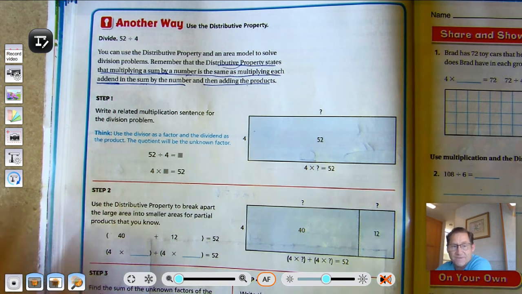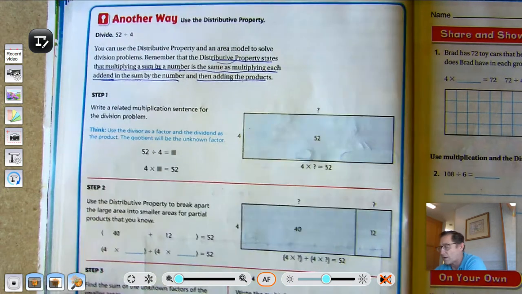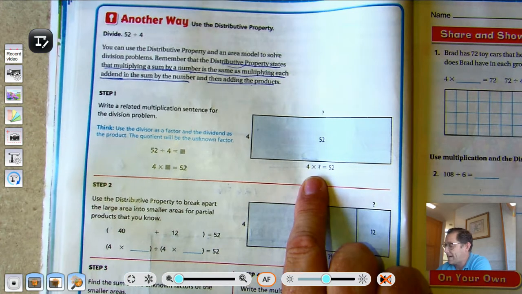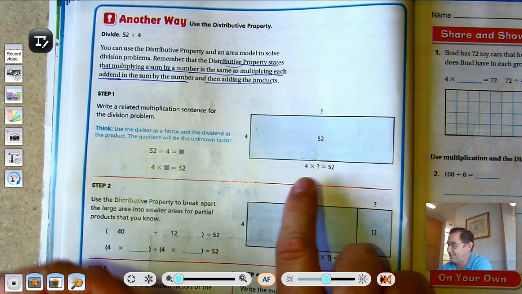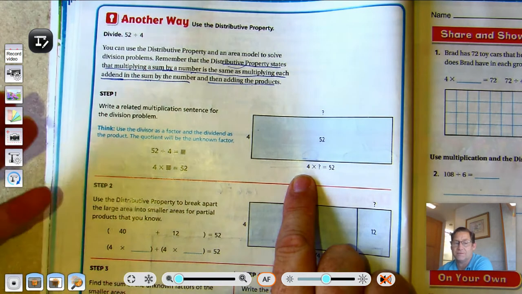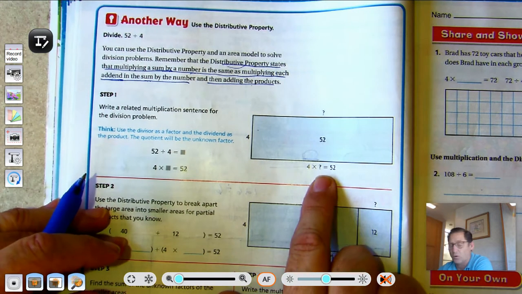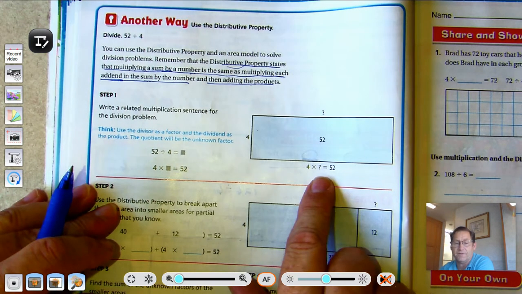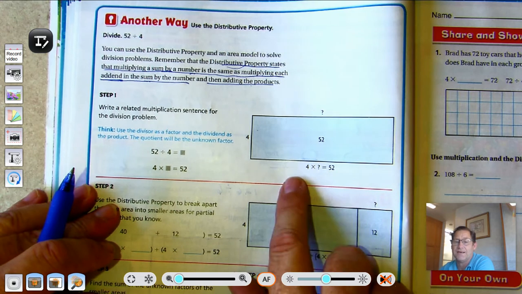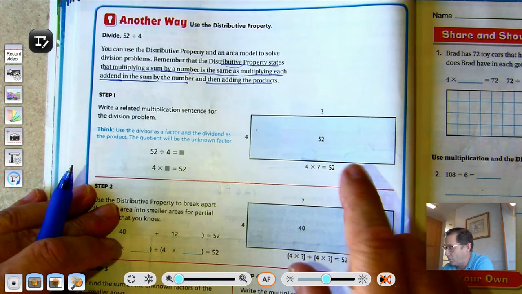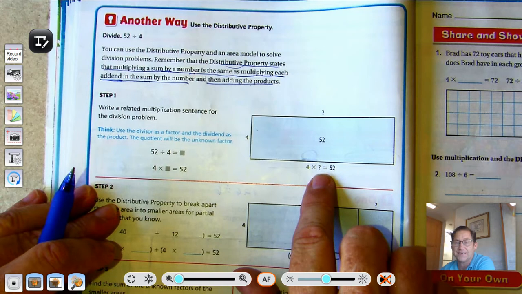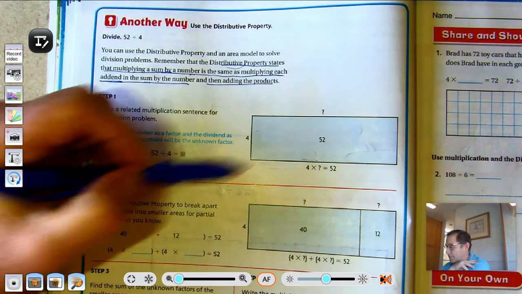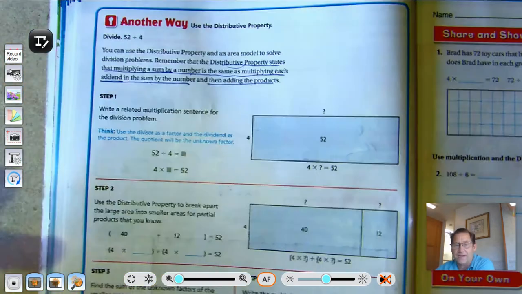So step 1, remember we're dividing 52 divided by 4. So write a related multiplication sentence for the division problem. 4 times what is 52. So take the divisor and make it one of the factors of a multiplication problem. Well, we don't know the quotient in the division problem, so that means we're missing one of the factors. So 4 times some factor is the product, 52. All right, so that's all we had to do in step 1, write a related multiplication problem.